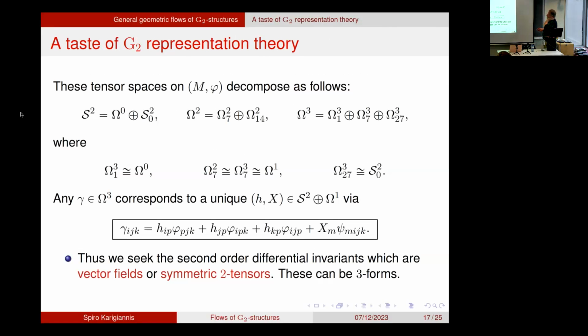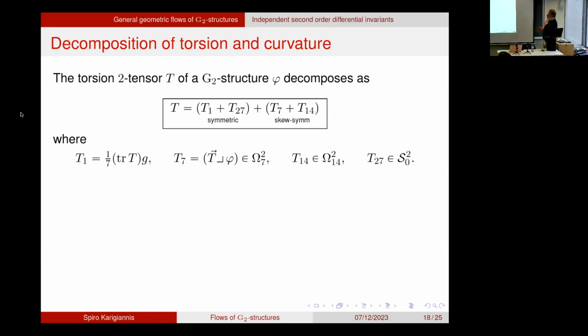So let's look at this decomposition here. First of all, remember that I said the torsion was a 2-tensor, so it has a symmetric part and a skew part. The symmetric part breaks up into the trace and the trace-free part, and the skew part is a 2-form, so it breaks up into the 2,7 and the 2,14. So the pure trace part is, because it's a 7-dimensional manifold, 1/7 times the trace of T times g. This one I said is isomorphic to a vector field, and explicitly that means there's some vector field, I'll call it T-arrow, such that when you hook it into the 3-form phi, you get this Omega^2_7 part of T_7. And this T_27 is some symmetric traceless 2-tensor, and we don't care so much about this.